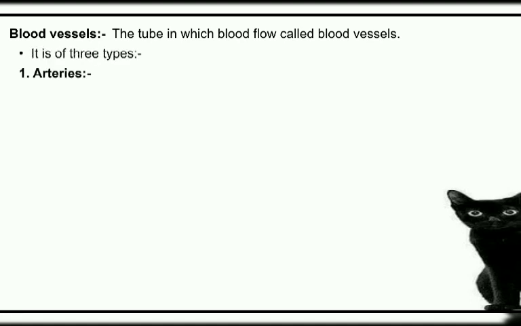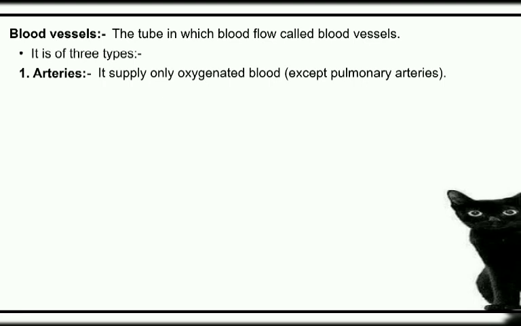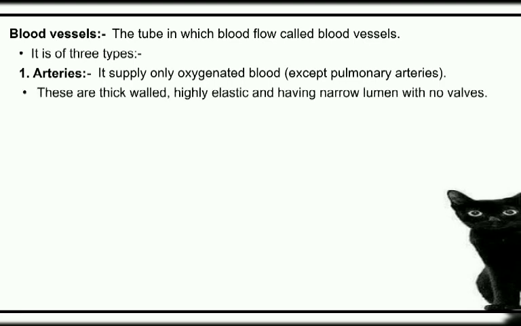They are of 3 types. Number 1, arteries. They supply only oxygenated blood, except the pulmonary artery, because we have to learn the exception. The exception is most important, because without it you cannot write anything. They are thick walled, highly elastic, and have a narrow lumen with no valve. This point is most important, because in many examinations the question will not directly ask the difference between artery and vein, but will ask it on the basis of wall, elasticity, lumen, and valve.